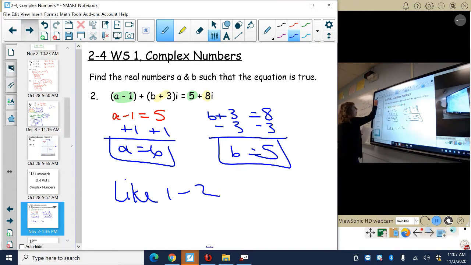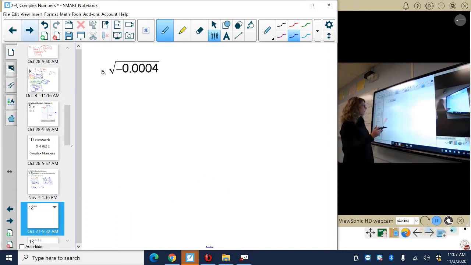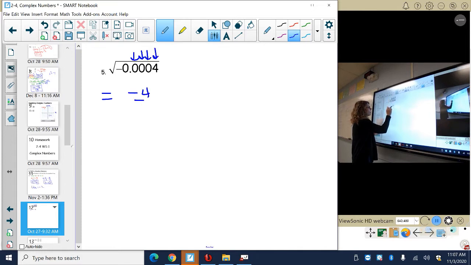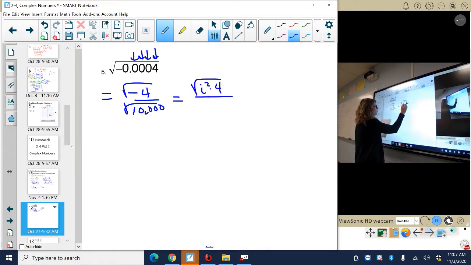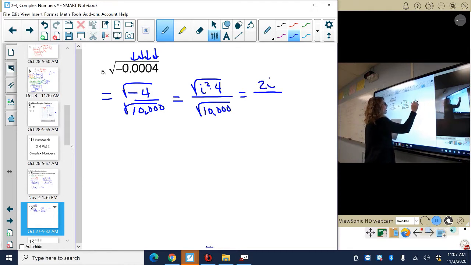Okay? Next, number 5. I do believe we did this in our notes, so go ahead and look at that. This is the tenths, the hundredths, the thousandths, the ten-thousandths, so that's negative 4 over 10,000. Take the square root of both of those. That's going to be i squared times 4 over the square root of 10,000. So that's going to be 2i over 100, which gives you i over 50.